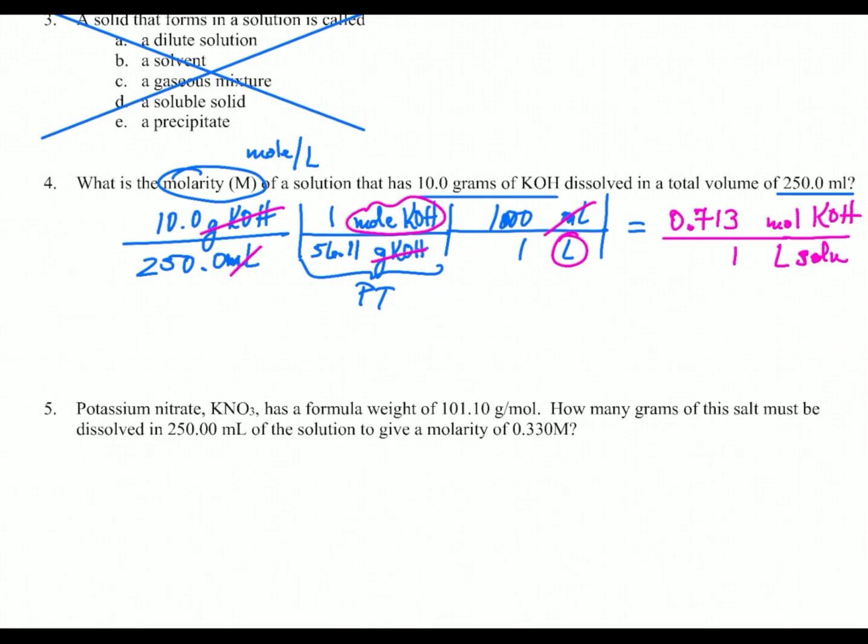When you plug and chug through there properly, you're going to get 0.713, 3 sig figs because of the 10.0. Rewrite that: 0.713 capital M, and the substance you actually calculated the concentration for was KOH.